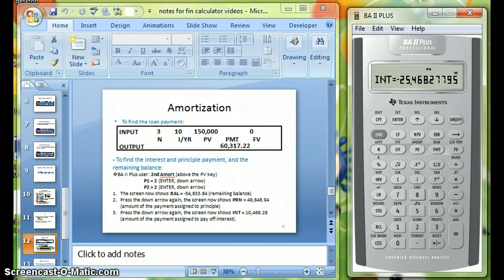So these are all the essential calculations for time value of money introduced in this class.